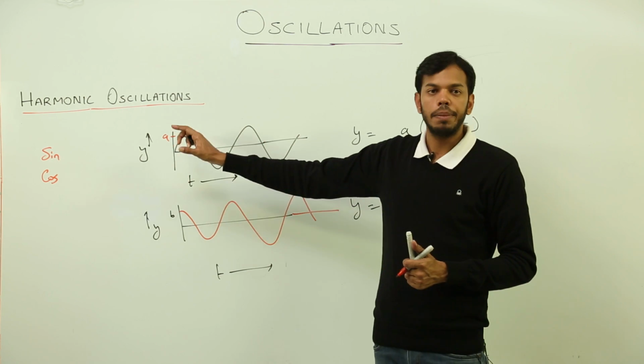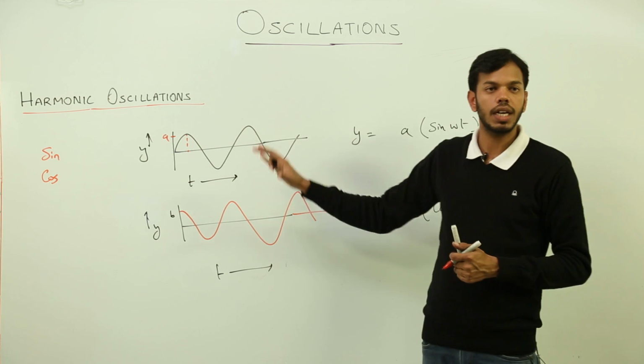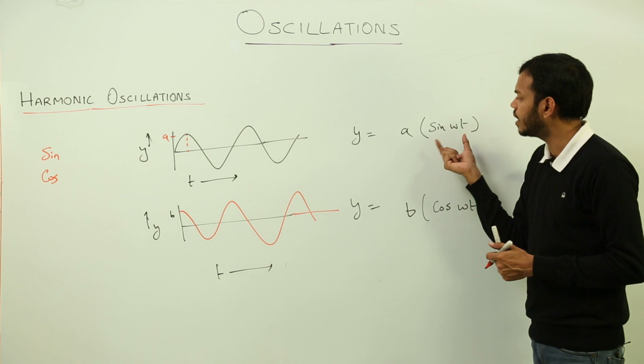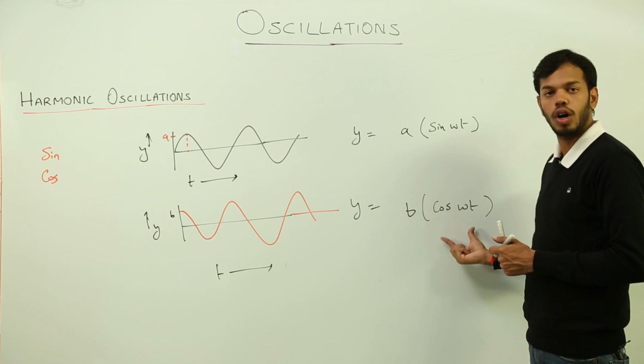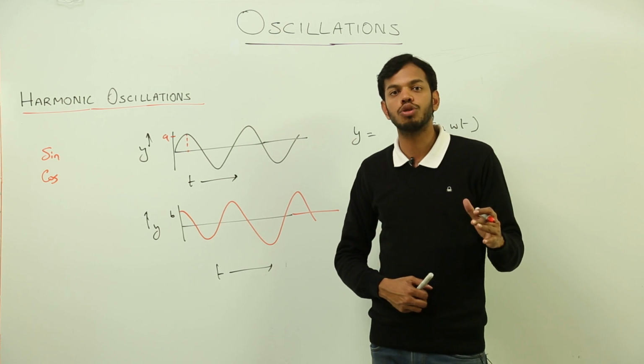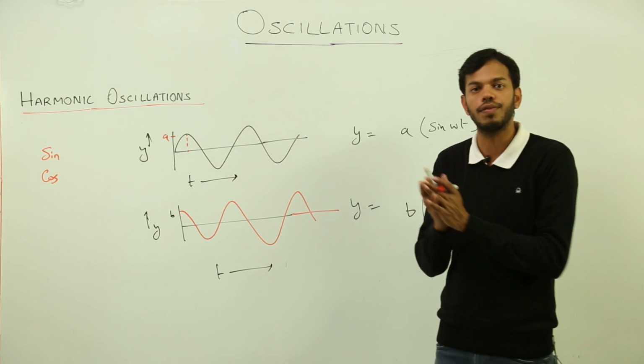These two functions are representing two different harmonic oscillations because both motions are represented in terms of a single sine function or a single cos function. So is that clear what harmonic oscillation is? When you can represent a motion in terms of a single harmonic function.